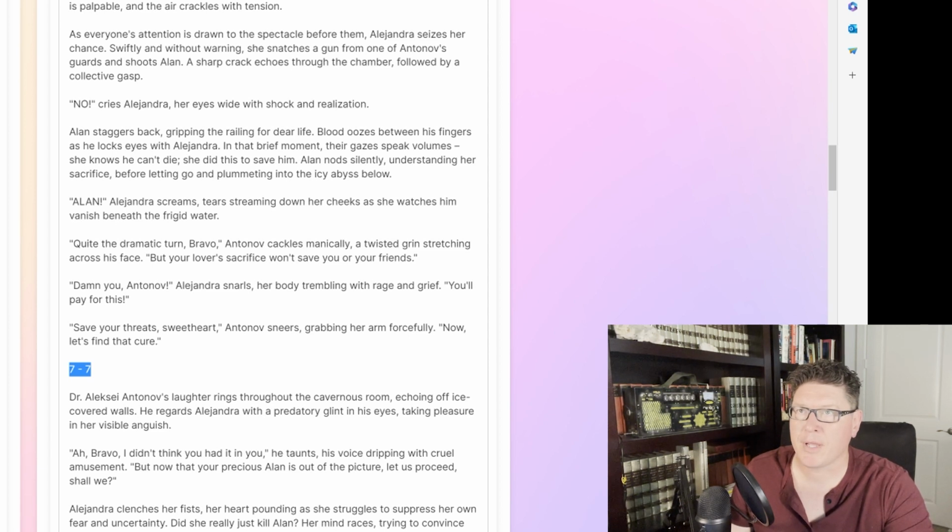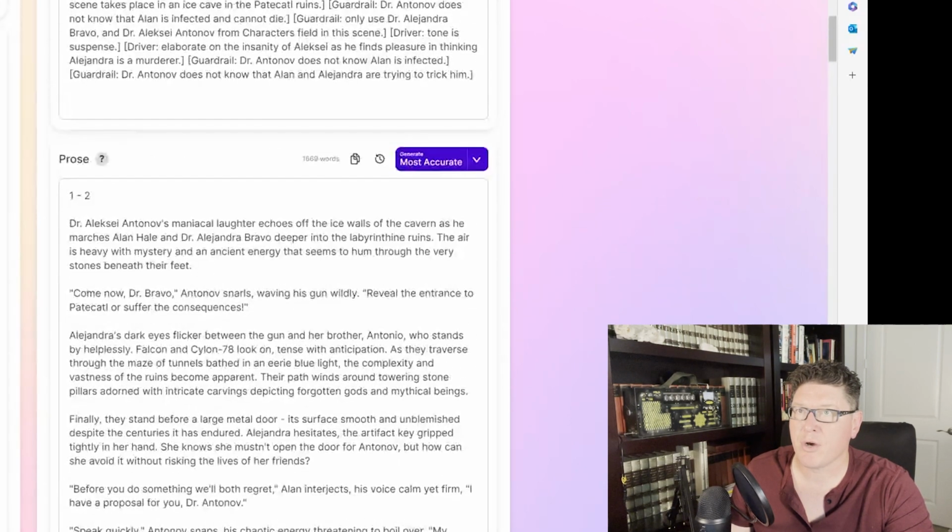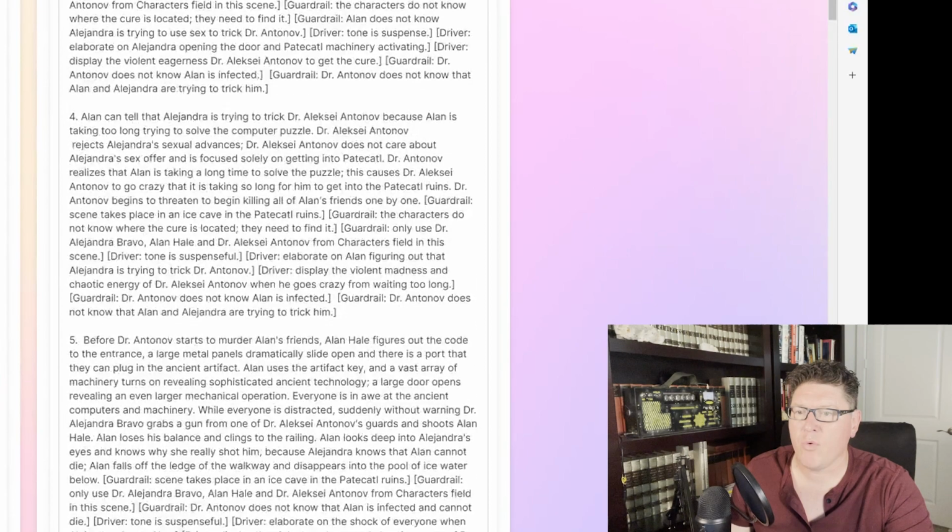So one thing I had to do was start adding a lot more guardrails and drivers up here to the beats. So I started doing that. Oh, before I start getting into that, what I did to fix it.